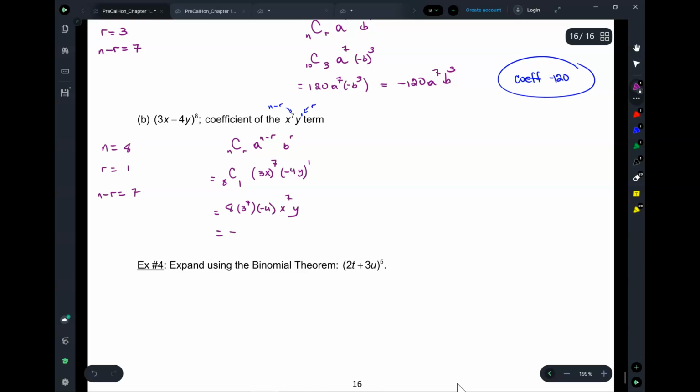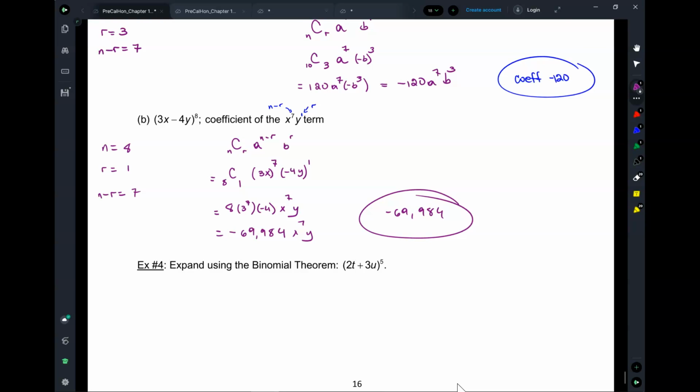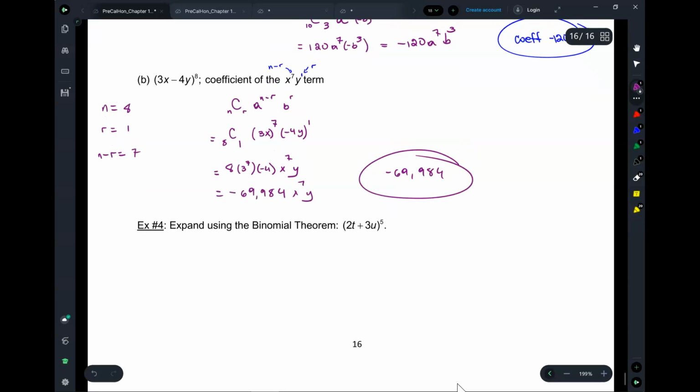So altogether that's negative 69,984 x to the 7y. So the coefficient is this. How do you know if it becomes positive or negative? Well, I also just did it here because it was negative 4 to the 1. But if it was negative 4 squared. Right. Correct. 16. Yep.